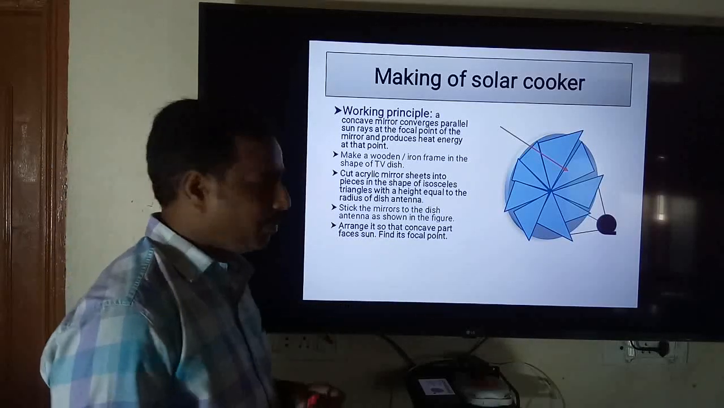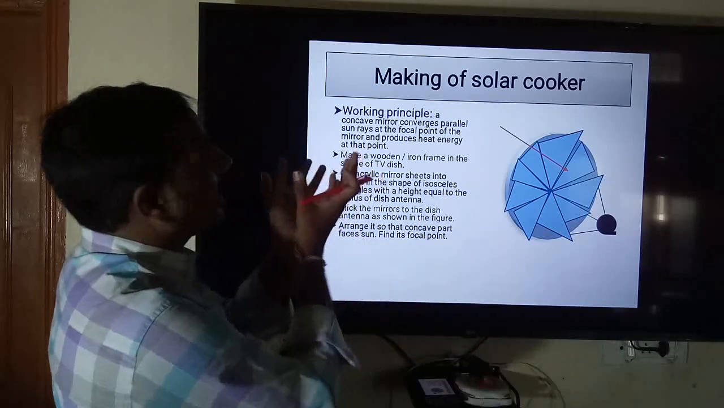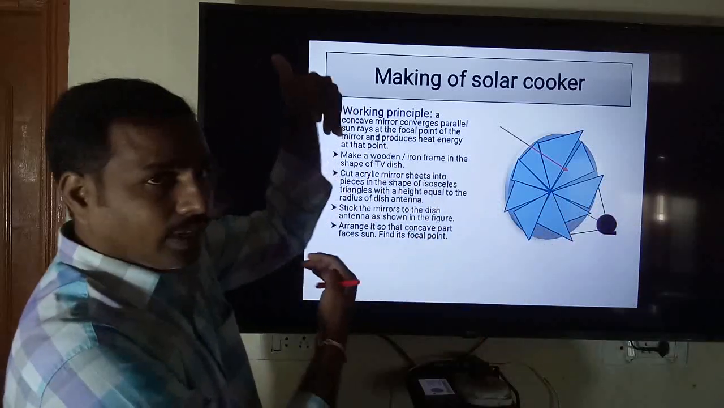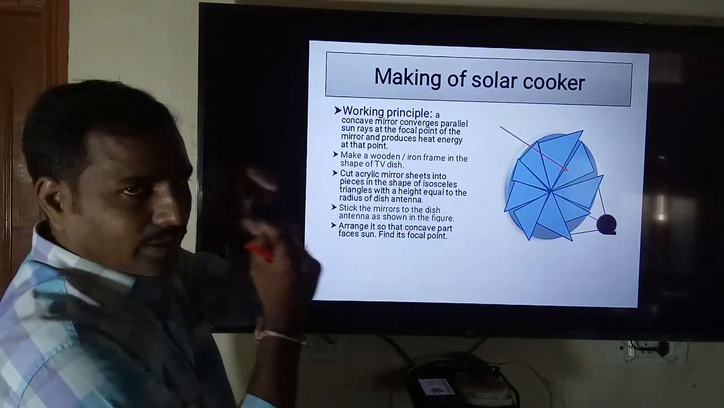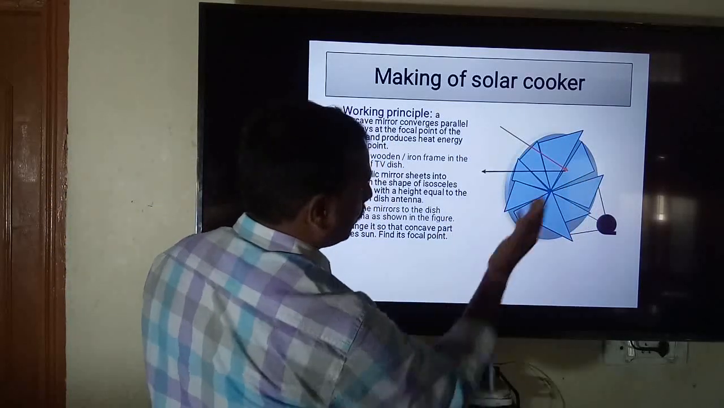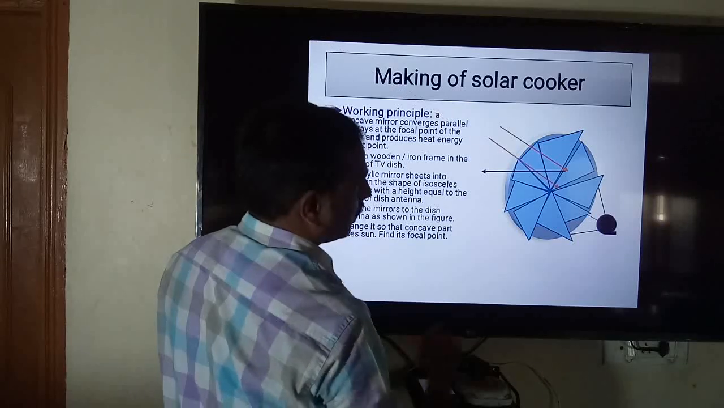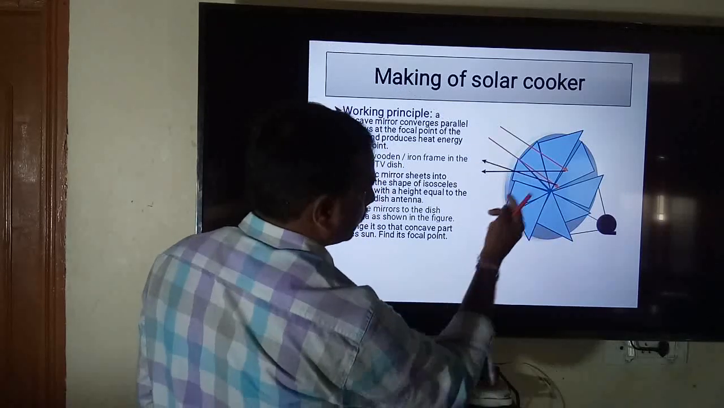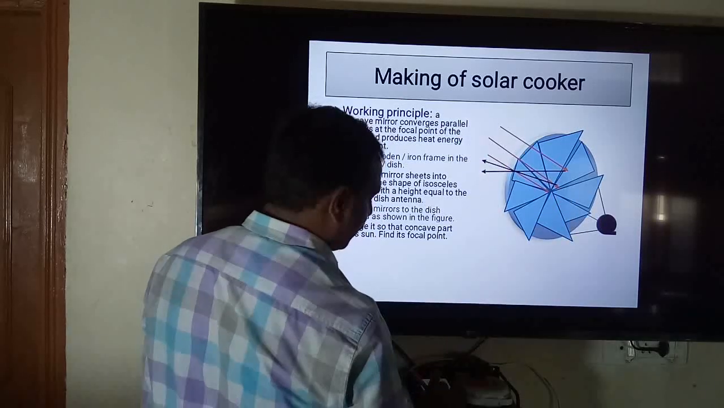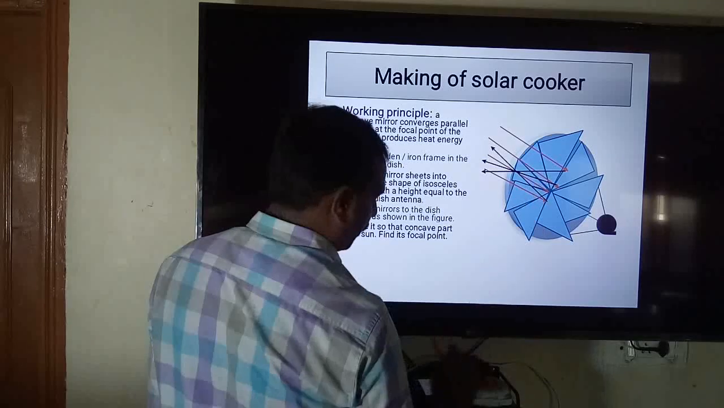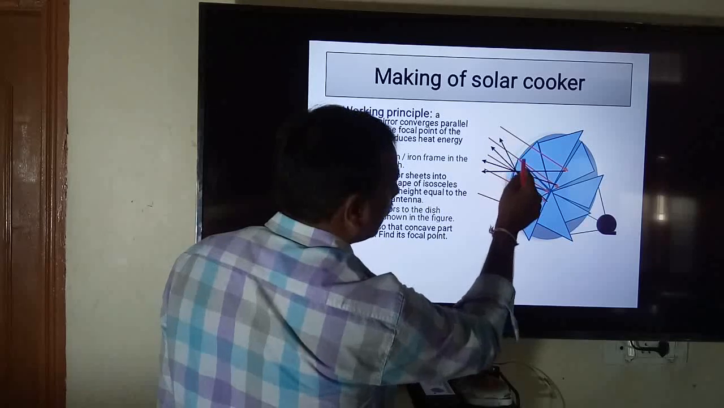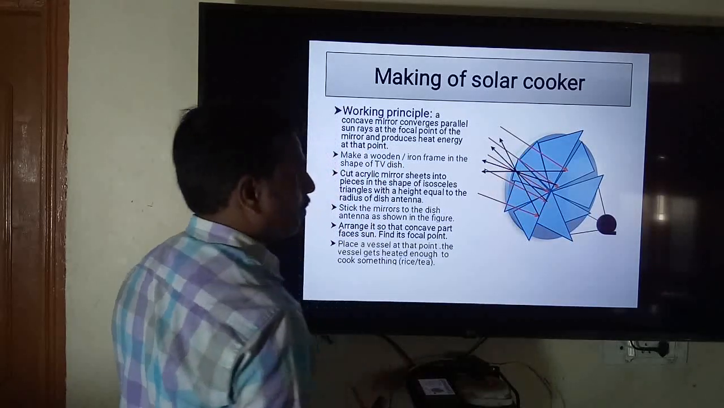To find the focal point, we face it exactly opposite to the sunlight. Then the parallel sun rays fall upon it and reflect. All of them converge at one point. That point we call the focal point. Observe it. The ray is coming, and after reflection it goes like this. Next, another ray comes and reflects. These two intersect at one point. All these rays are intersecting at that point, the focal point.